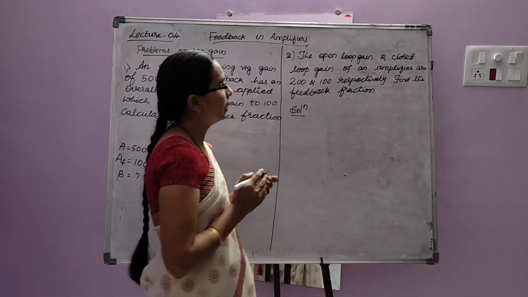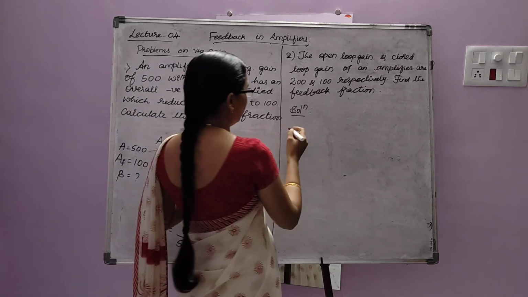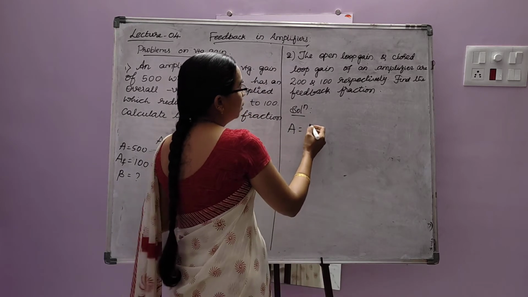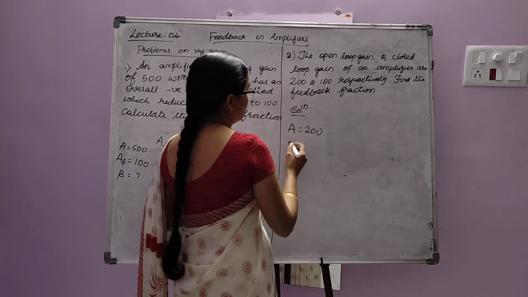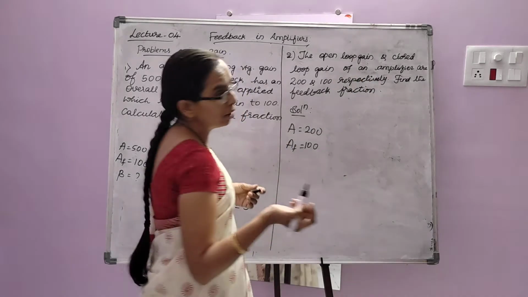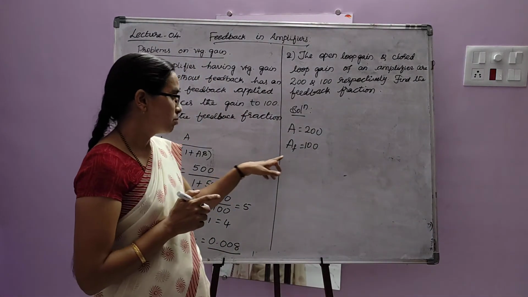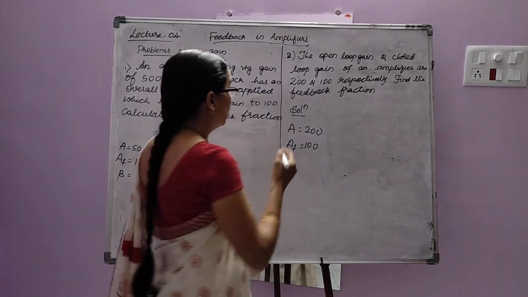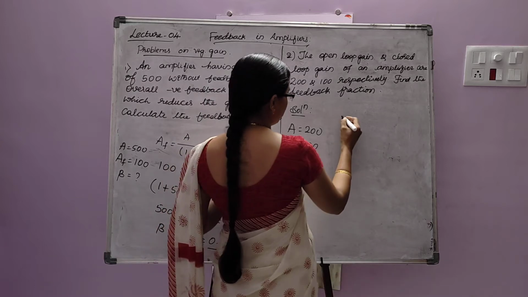The open loop gain and closed loop gain of an amplifier are 200 and 100. Open loop gain in the sense A is equal to 200, and closed loop gain is 100. So remember, in a negative feedback amplifier, gain always reduces. Therefore, the smaller one will be the gain with feedback. Find the feedback fraction. The same thing, you have to find the feedback fraction.